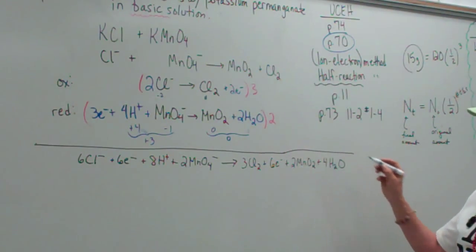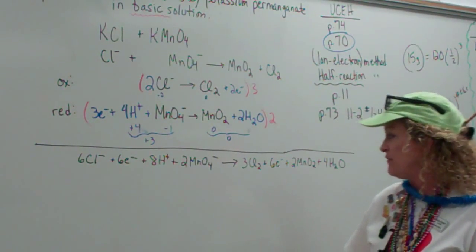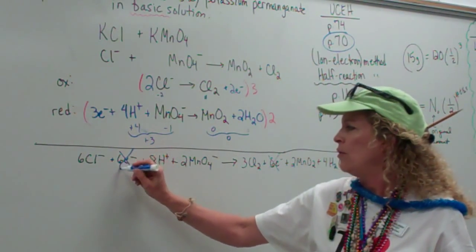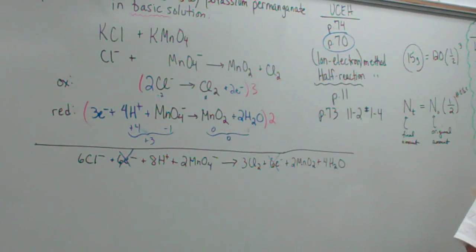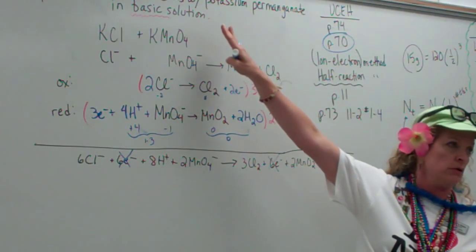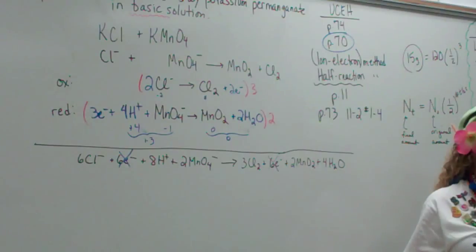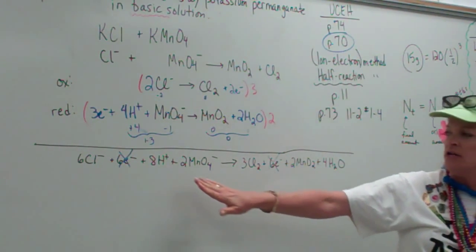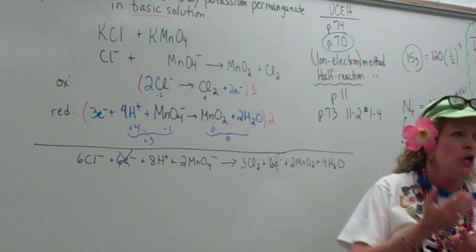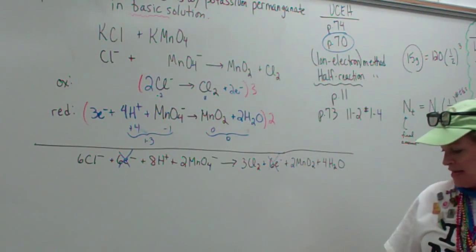Is there anything that can cancel out? Electrons. And if your electrons don't cancel out, you've got more work to do. Now, we're not done. But if it had been in acidic solution, we would be done. So now, this is where I add on to the steps. Does it make sense that we have H pluses if this is a basic solution? No. So what we're going to do is change this to a basic solution.